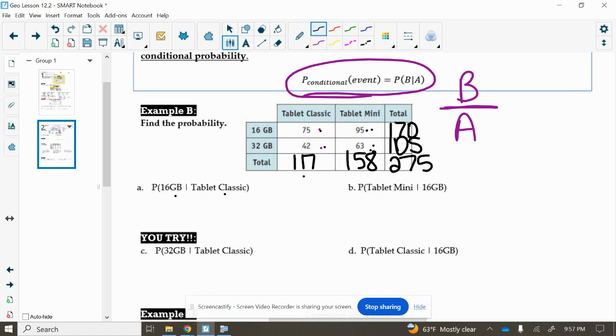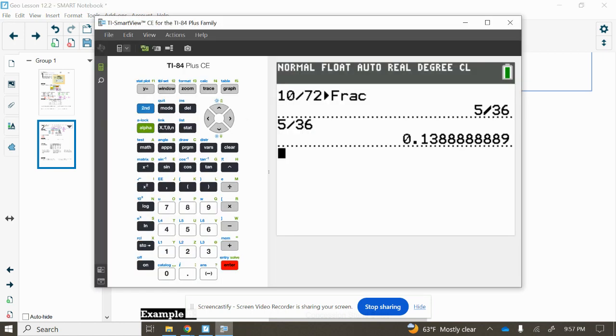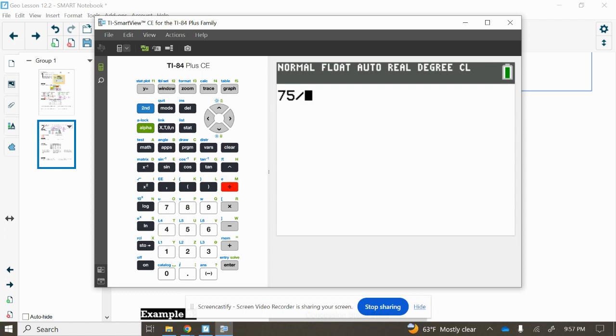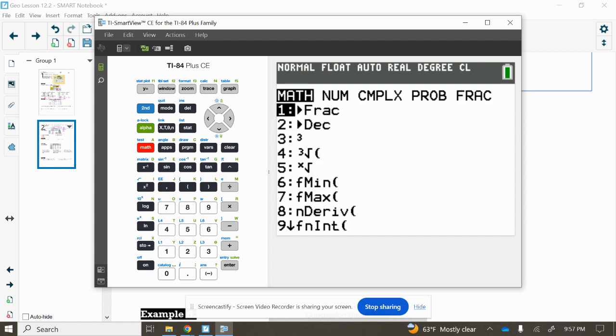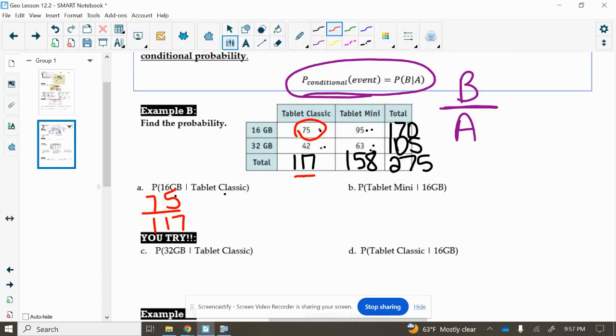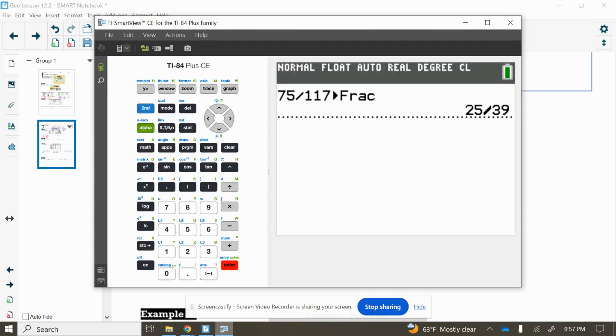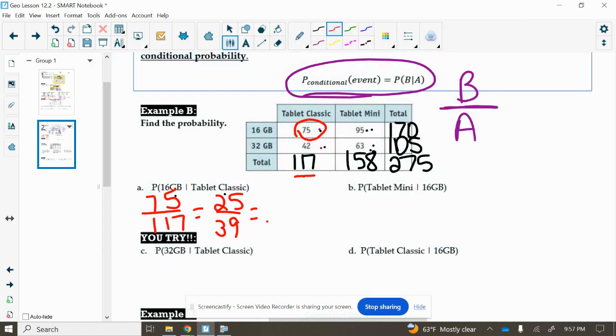So if we look down the classic tablets, we have a total of 117 classic tablets. 75 of those are the 16 gigs. And in this case, we want to double check, does 75 over 117 reduce? In this case, we see yes, it does: 25 over 39. Or again, if I asked you for a rounded answer, 75 over 117 is about 0.64. And then you can look for part B.